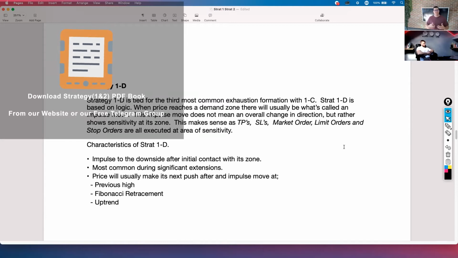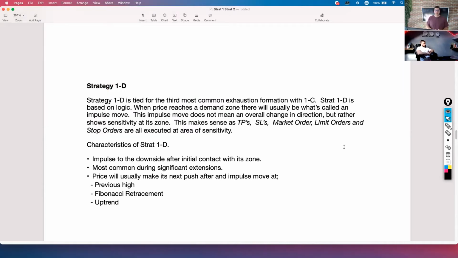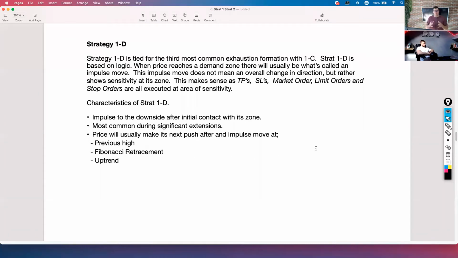And what makes it sensitive? It means take profits are being reached, right? It's an area of sensitivity. SLs are being hit. Market orders are being placed. Limit orders are being placed. Stop orders are being placed. There's sensitivity off an area of respect. This is why we call it a battleground. This is why we call it a battle between buyers and sellers.